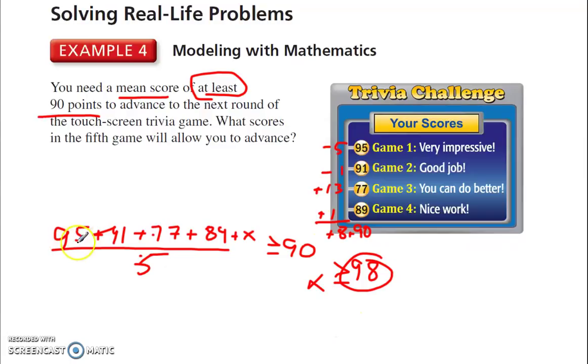That's my super trick. The other way to solve this is combine all these, multiply by 5 on each side, subtract this, and you get the same score. There we go.